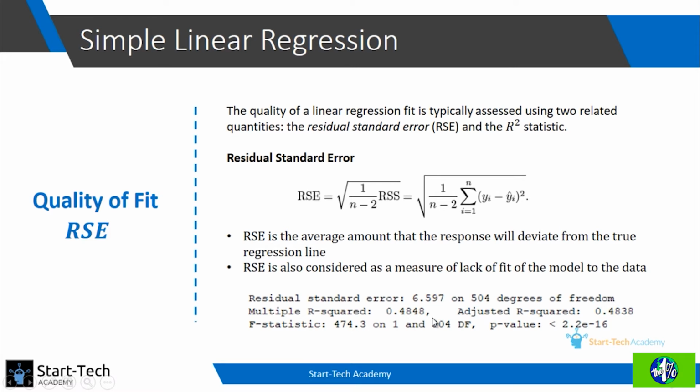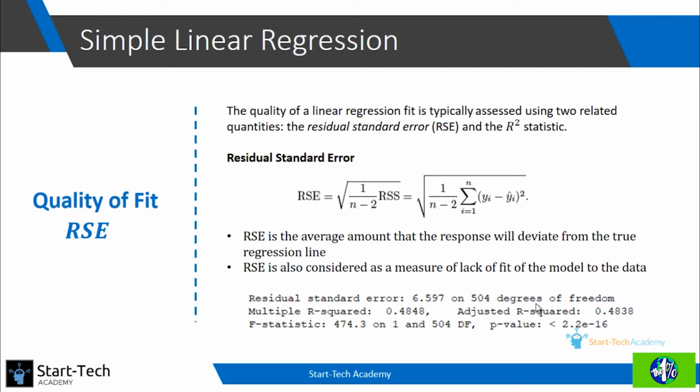As you can see in the result shown below, this is the result we got when we ran the model in our software. It is straight away giving us the residual standard error, which is 6.597 for this model on 504 degrees of freedom. This 504 we are getting from n minus 2. N is 506, so n minus 2 is 504, and this is called the degrees of freedom. So for these many degrees of freedom, we are getting a standard error of 6.597.